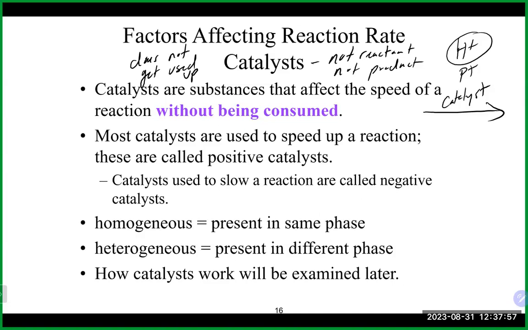A heterogeneous catalyst is one where we have the catalyst and what's reacting in different phases. Maybe what's reacting are gases and the catalyst is a metal or something like that. That's a solid. So we have those types of things. So how does a catalyst really work?